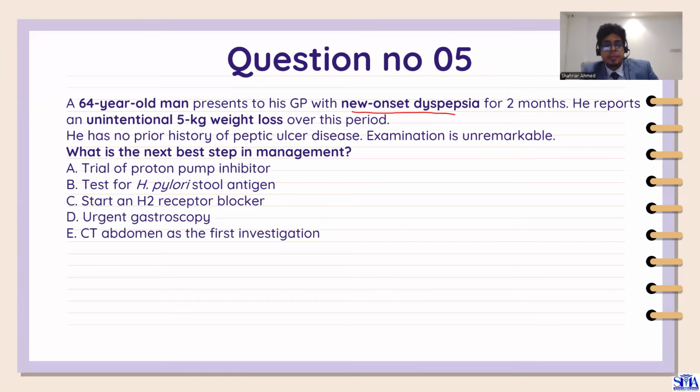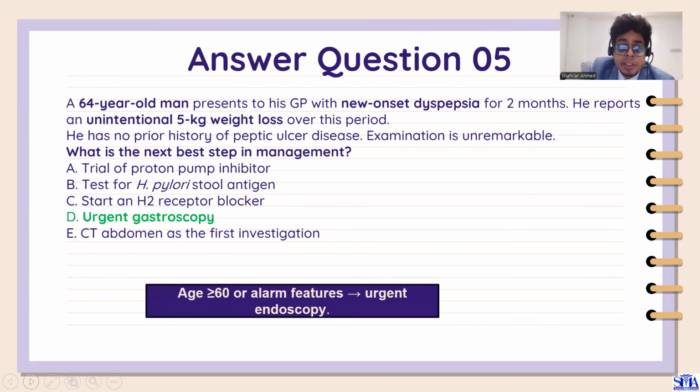Is it a proton pump inhibitor thing you want to try, or a red flag you want to start something? If you remember, a similar thing was there for dysphagia. Here, more than 60 years old or an alarming feature, you need to do an urgent endoscopy, which is the same thing, the gastroscopy actually.